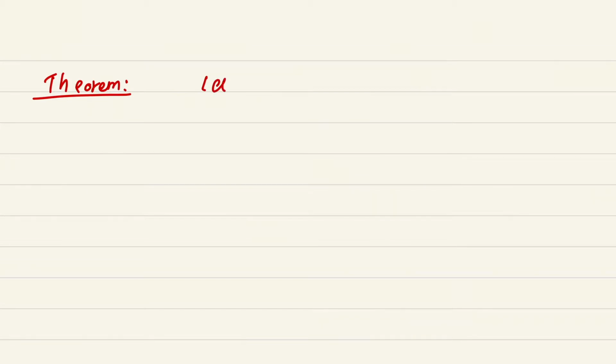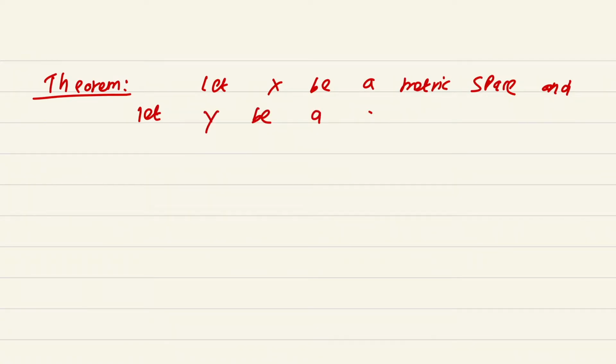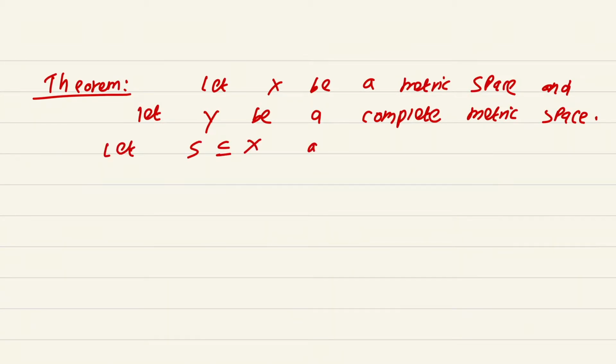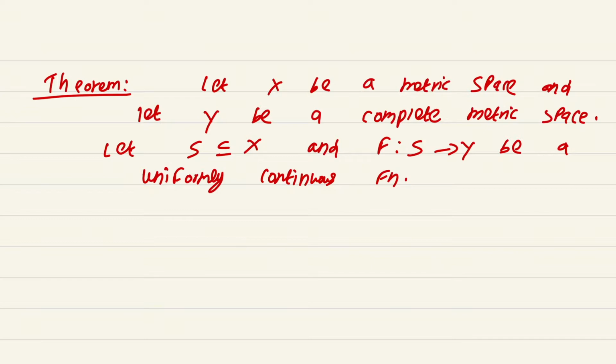Let X be a metric space, and let Y be a complete metric space. Let S be a subset of X and f from S to Y be a uniformly continuous function. So what I'm doing is considering a subset S of the metric space X. I am giving it the subspace metric. I'm treating S as a subspace of X, and I have a uniformly continuous map from S to Y. Note Y is complete. No such assumption is made on X.